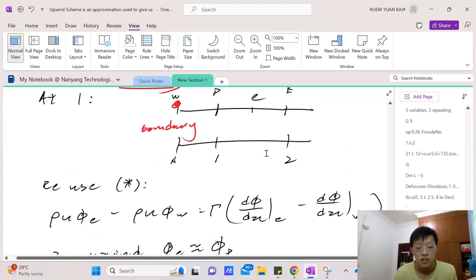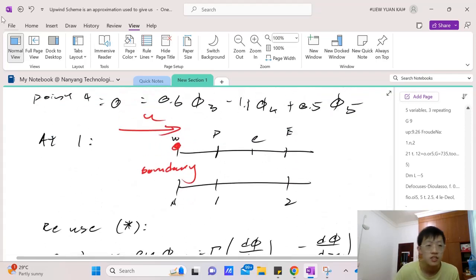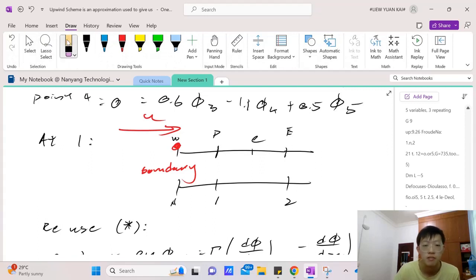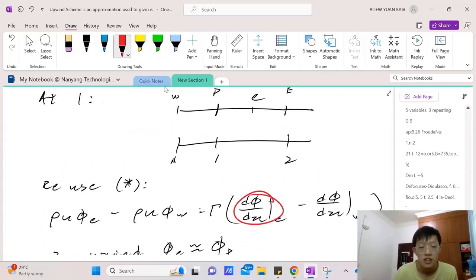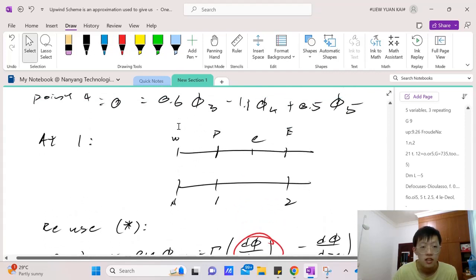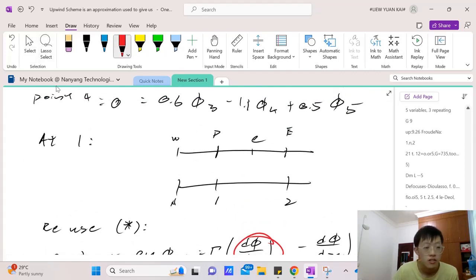Now let's deal with the conduction term, or the diffusion term. This is also the same thing. So let's have a look. We want d phi dx at E, right? d phi dx at E. So what is this? d phi dx at E is equal to, so again, we stand at E.